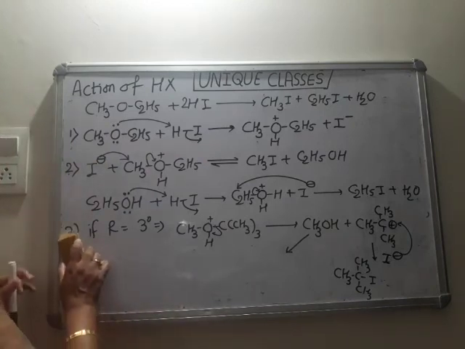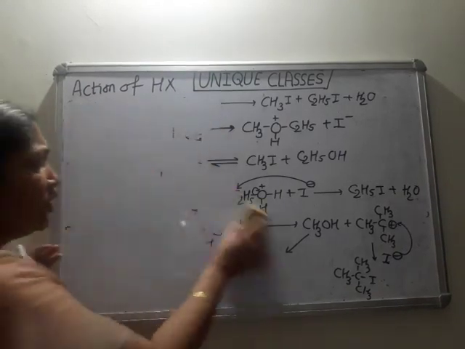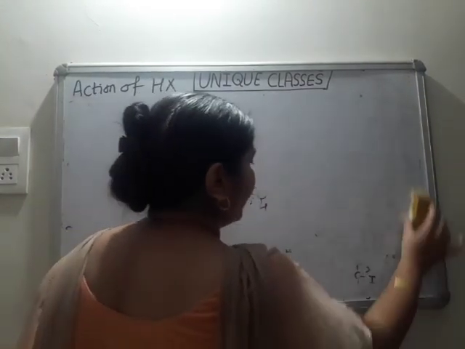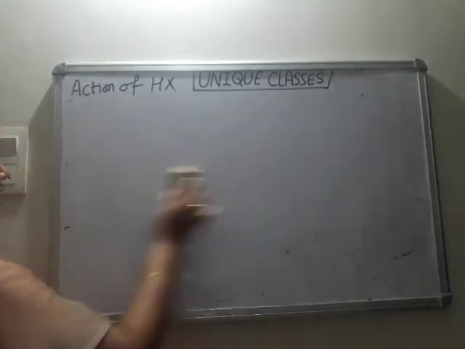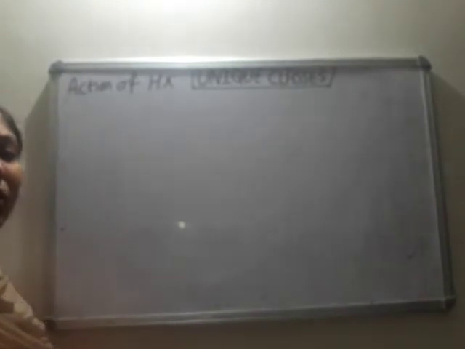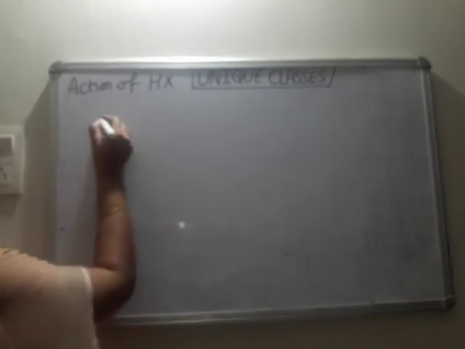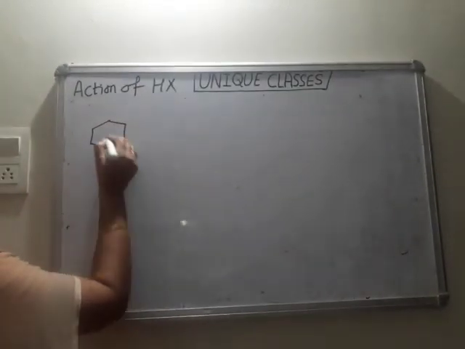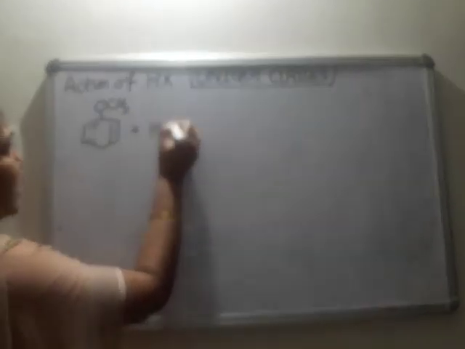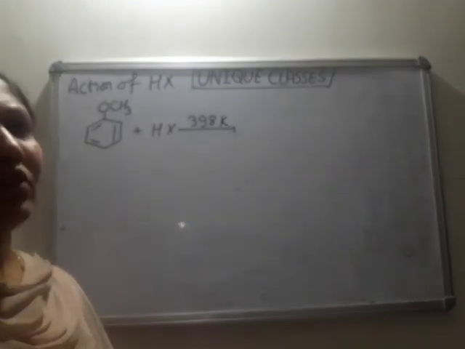One more reaction they have shown in this heading, that is the action of HX on anisole. Anisole, what's the formula? Anisole is an OCH3 group attached to a benzene ring. So this is benzene attached to OCH3, and it reacts with HX. They have given a temperature of 398 Kelvin, which means it is hot HI.